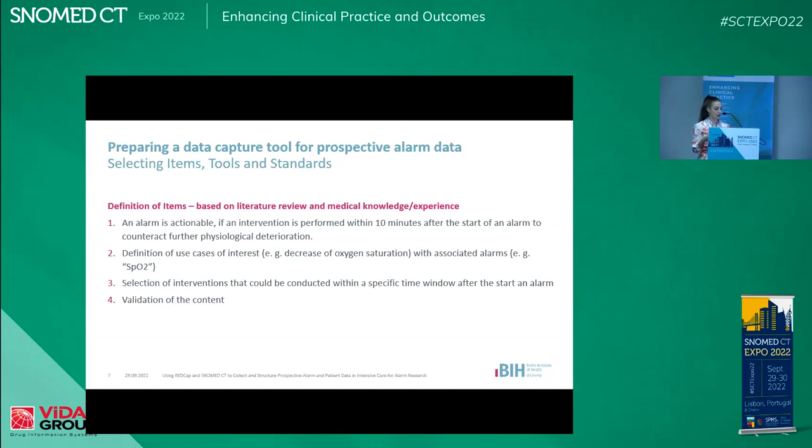We specified use cases of interest, such as the decrease of oxygen saturation, and searched for the relevant alarm types for these use cases. We listed potential interventions to look for, such as a change of a respiratory therapy type conducted within the 10 minutes after the start of an alarm, and validated all the content. I performed the first steps. I'm myself a junior physician with experience in anesthesiology, intensive care medicine, and interoperability, and a senior physician having completed specialty training in intensive care medicine validated the content.